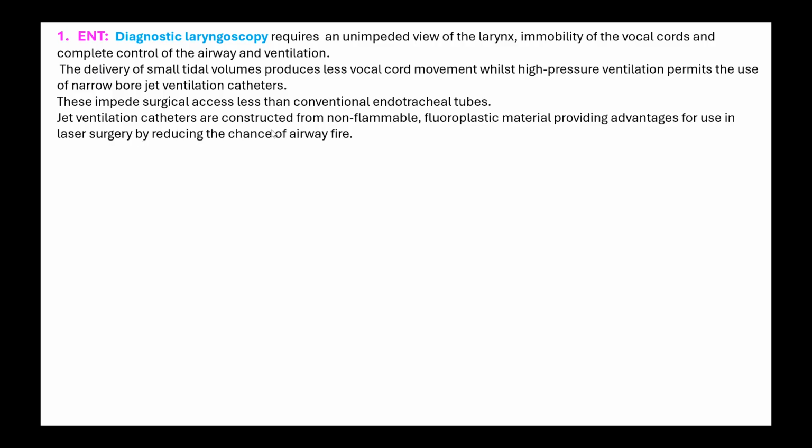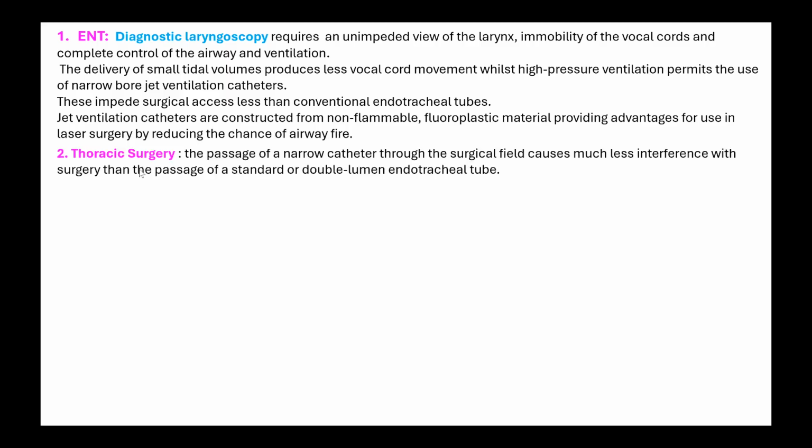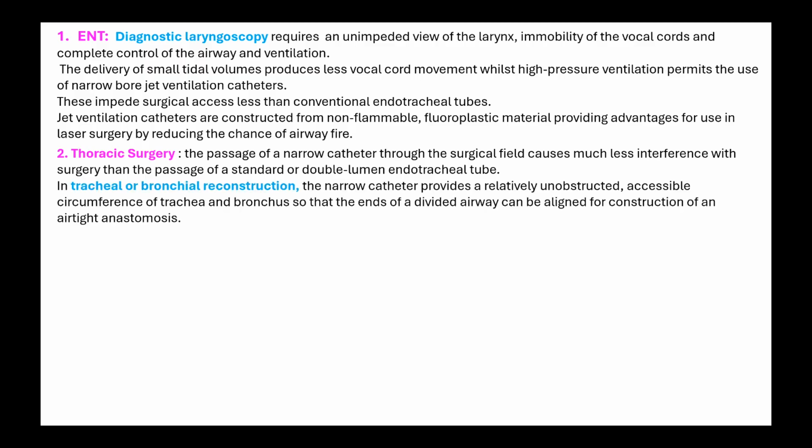And the catheters are constructed from non-inflammable fluoroplastic material, providing an advantage for use in laser surgery also by reducing the chance of airway fire. And in thoracic surgery, the passage of a narrow catheter through the surgical field causes much less interference, without the standard ET tube that is required. So high frequency jet ventilation is employed for pneumonectomies or other lung surgeries also. And in tracheobronchial reconstruction, it is the main technique, called tubeless anesthesia.